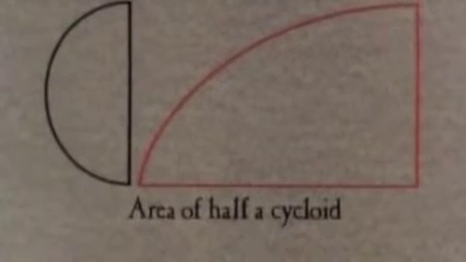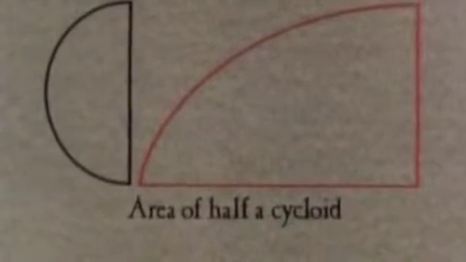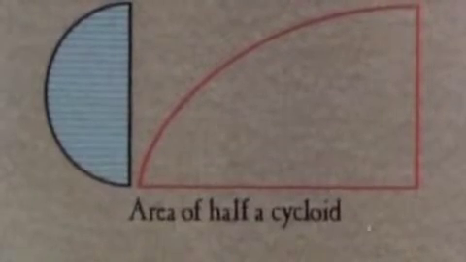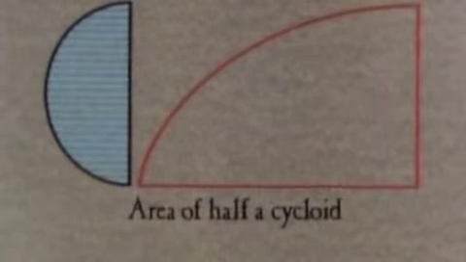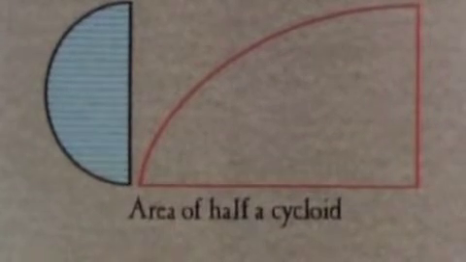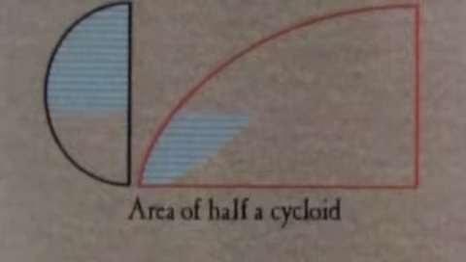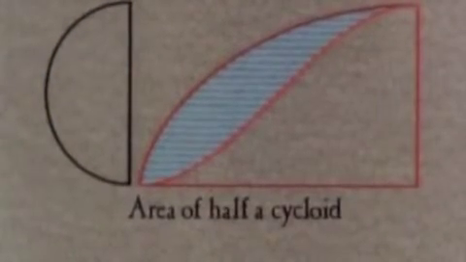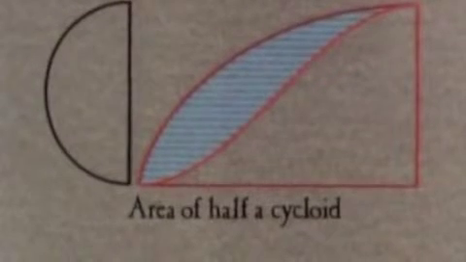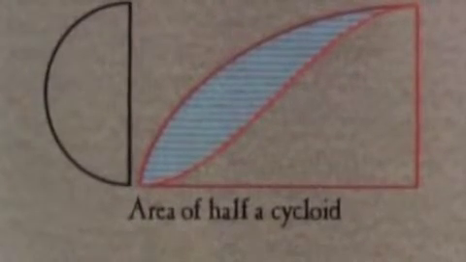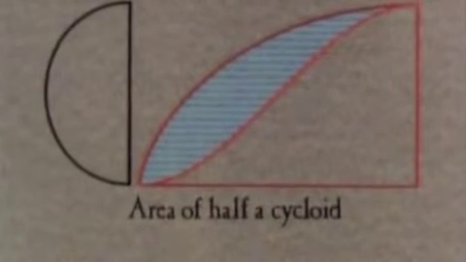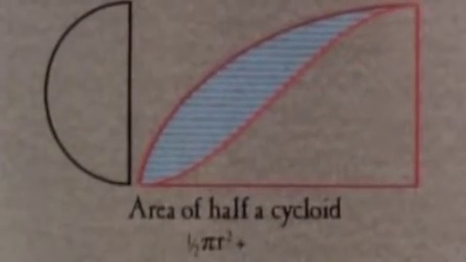The indivisible concept of area means considering the area of the semicircle as if made up of horizontal parallel lines. To subtract the area of the semicircle, each line is moved parallel to itself inside the half cycloid. The area of the half cycloid is now divided into two parts. The shaded part is equal to the area of the semicircle. That's a half pi r squared.